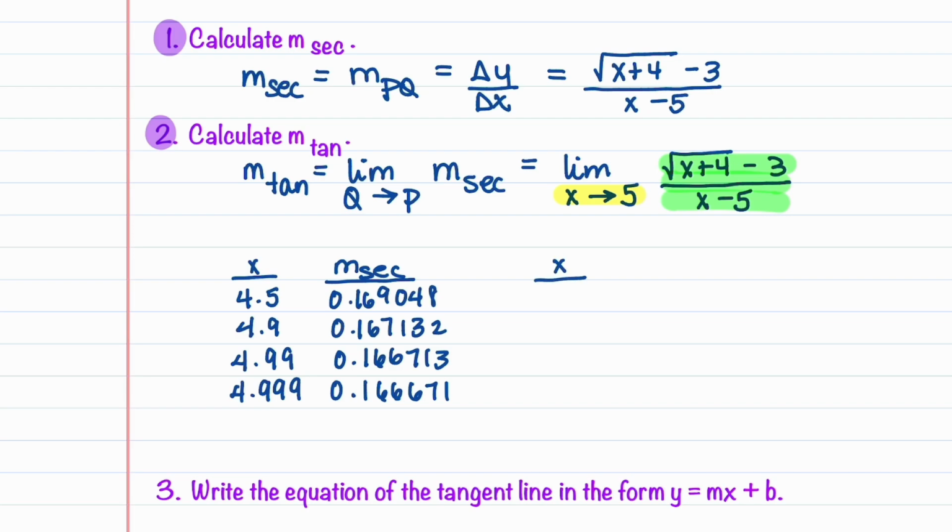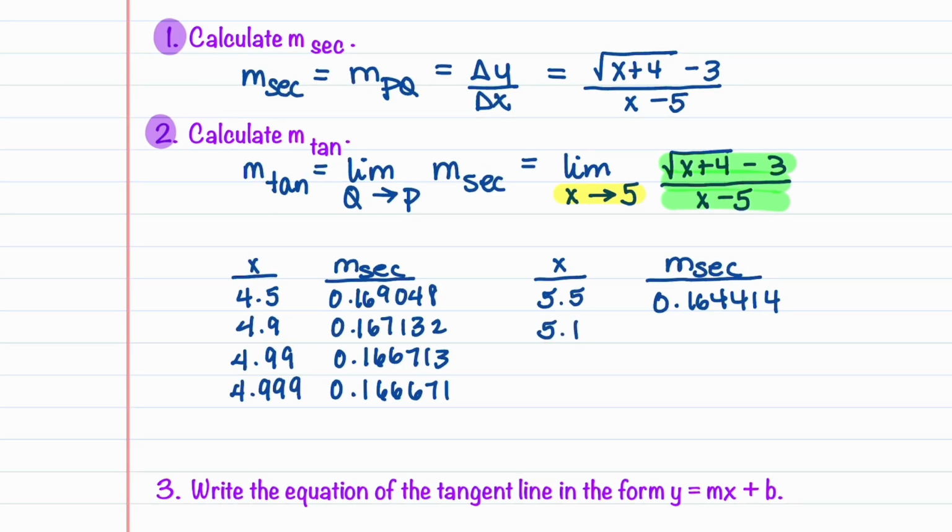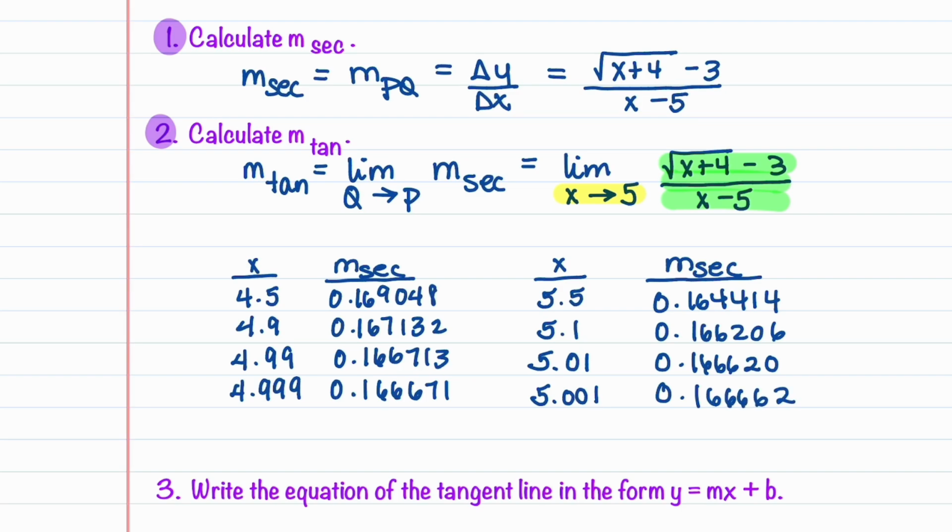Now we're going to let point Q be to the right of point P. So we can start with x being 5.5. And we'll compute the slope of the secant line just like we did before. We take 5.5, plug it into our formula in green, and we get 0.1644 and then 14. Then we let x be 5.1. We get 0.166206. And then x is 5.01, and our slope is 0.166620. And then lastly, our x is 5.001, and we get that the slope of the secant line is 0.1666. That's 4 sixes and then a 2.